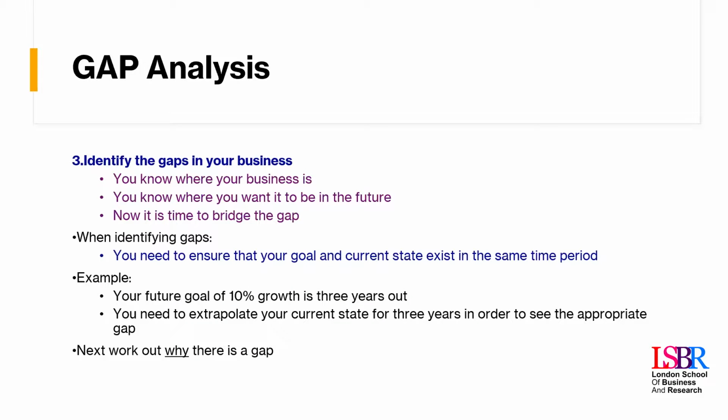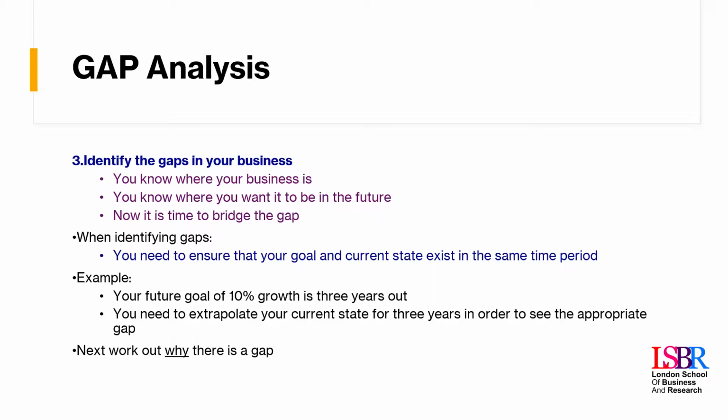Step 3 is about then identifying the gaps in your business. You know where your business is, you know where you want it to be. Now it's time to what's called bridge that gap, okay? So when doing that, you need to be able to identify those gaps. You need to ensure that your goals and current state exist in the same time period.